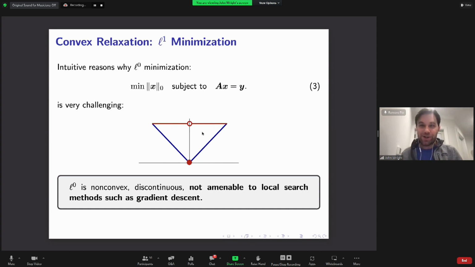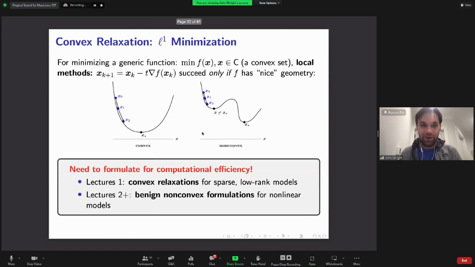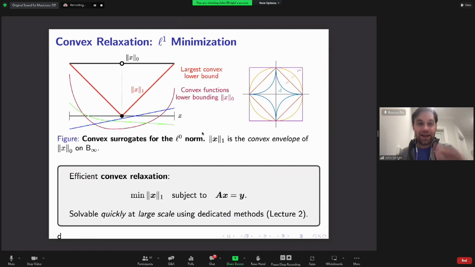And so the number of non-zero entries, here plotted in red as a function of a scalar. Along the x-axis you have t, and the red curve is the number of non-zero entries in t. If I imagine that t is bounded between -1 and 1, and I ask, find me the tightest convex lower bound for that number of non-zero entries, it turns out that the tightest convex lower bound is actually the L1 norm, the sum of the magnitudes of the entries.